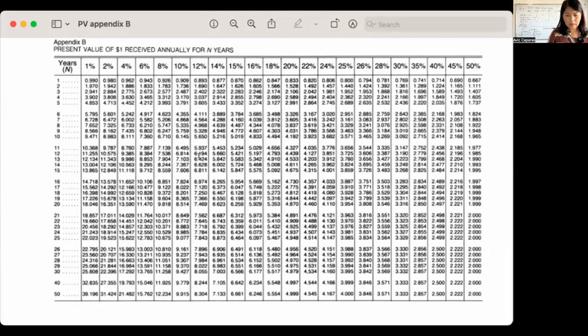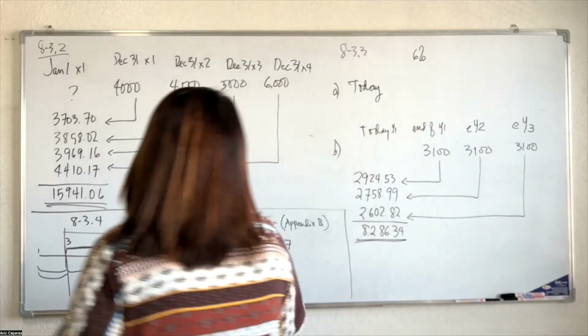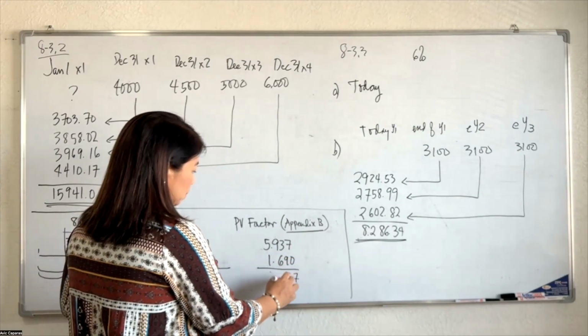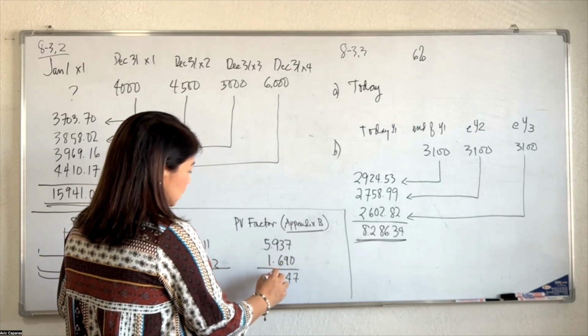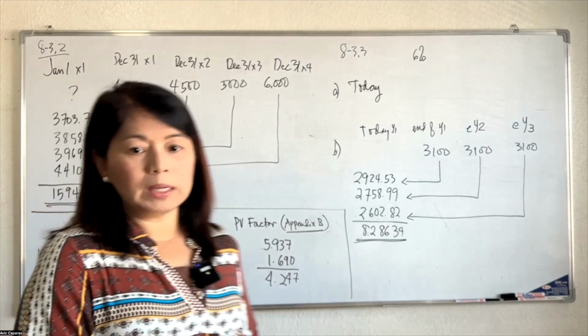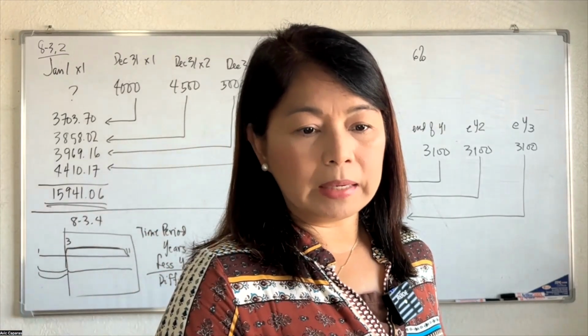That is 5.937. And then 11 years up to 2 would be 1.690. Okay. 8 minus 6 is 2. 5 minus 1 is 4. Okay. And that one, you have to multiply it by 3,000.